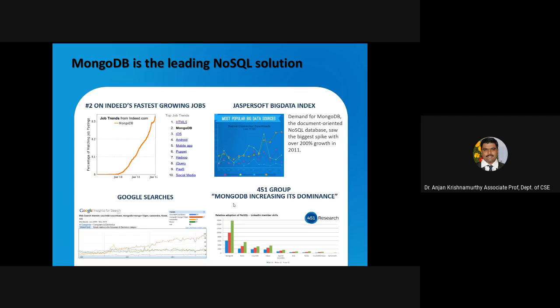Jaspersoft is another key index in big data, right? Here also it says the demand for MongoDB, a document-oriented NoSQL database, is the biggest spike in growth in 2011. Today, if you take 2020, it is really at the top. There are 451 MongoDB research groups talking about different aspects of MongoDB. Even in Google search, you can see that CouchDB and MongoDB are the highest searches being done even today, right?